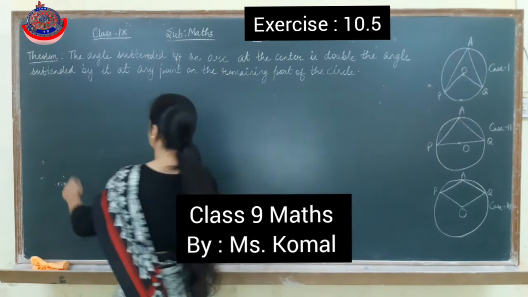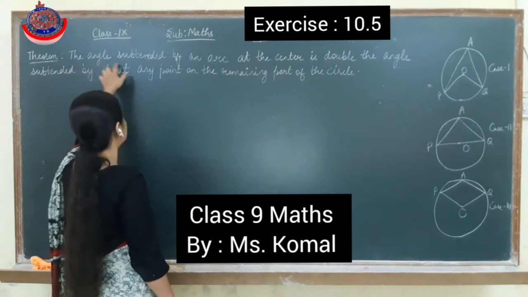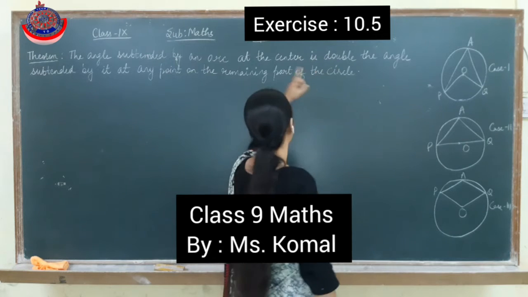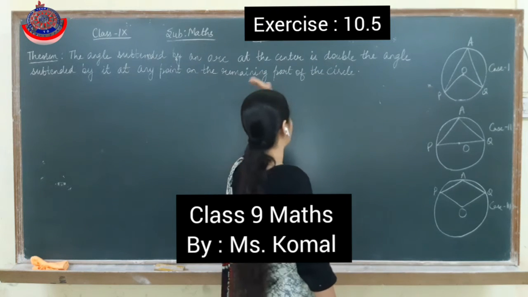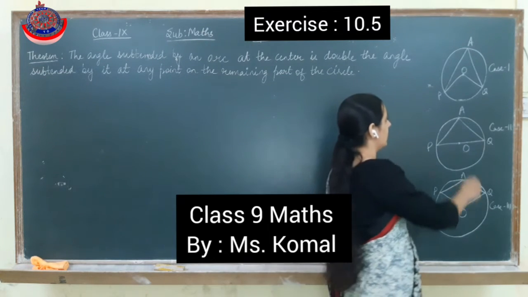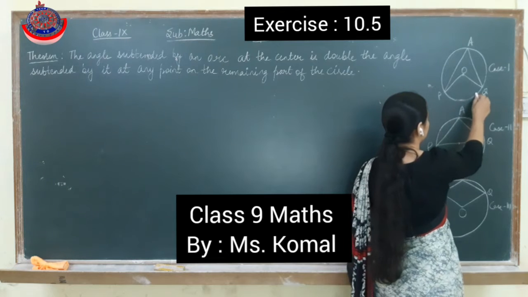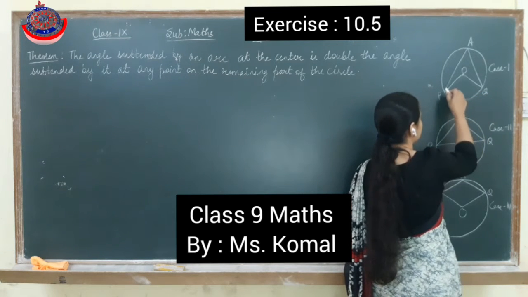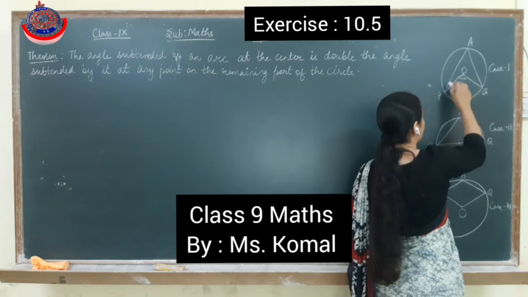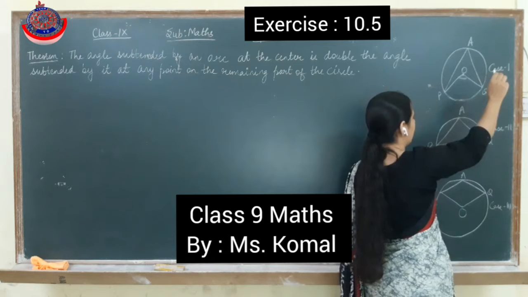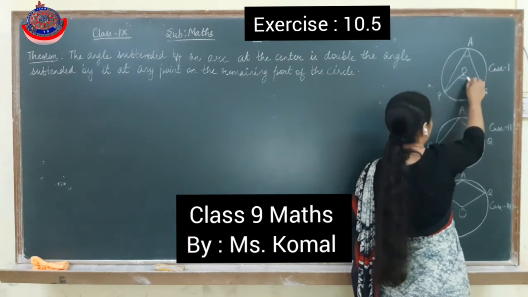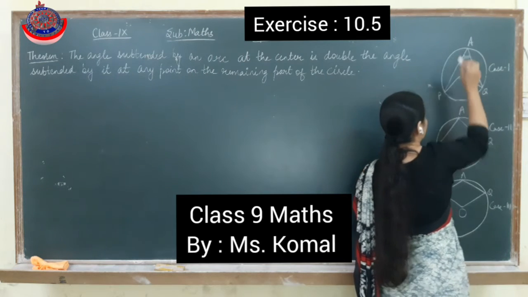Let us discuss. The statement says the angle subtended by an arc at the center is double the angle subtended by it at any point on the remaining part of the circle. Suppose I have taken PQ as an arc. The angle which it will subtend at the center, that is this angle, will be double the angle which it will subtend at any point. That means this angle at O will be double the angle at A.